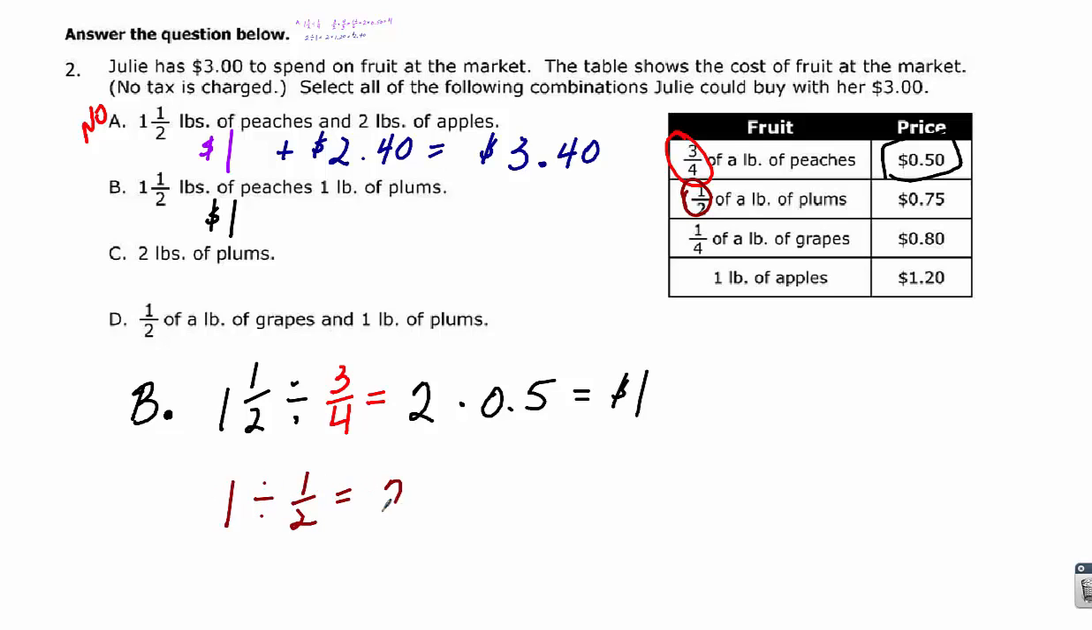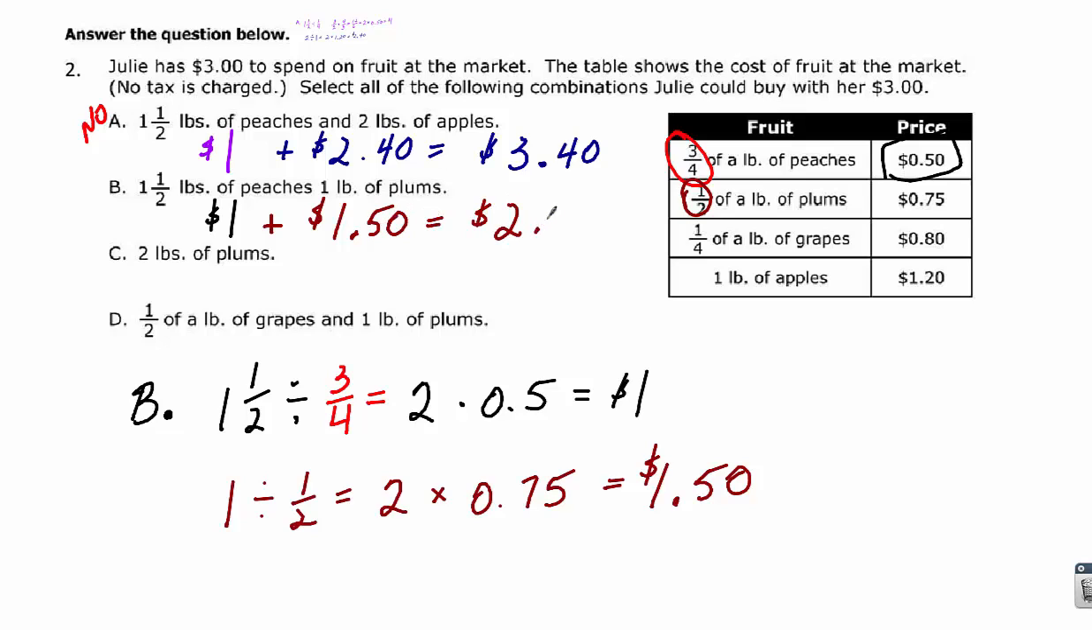1/2 goes into 1 twice. Times, plums are 75 cents. 75 cents times 2 is $1.50. So plus $1.50. That is $2.50. And that's a yes. That's something that Julie can afford. Okay, let's get rid of this one.